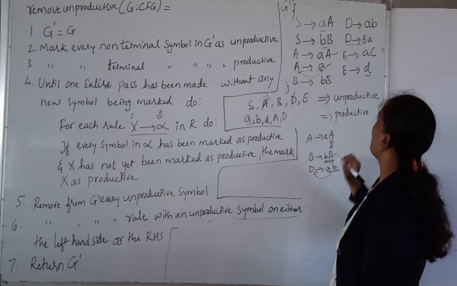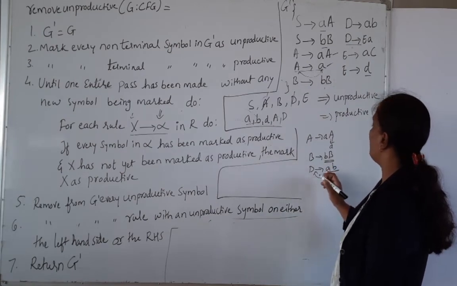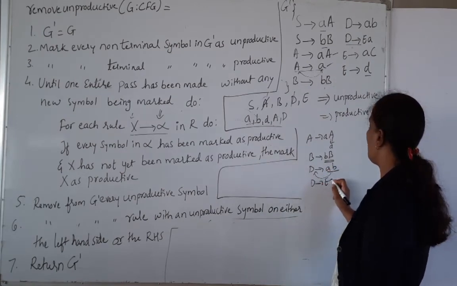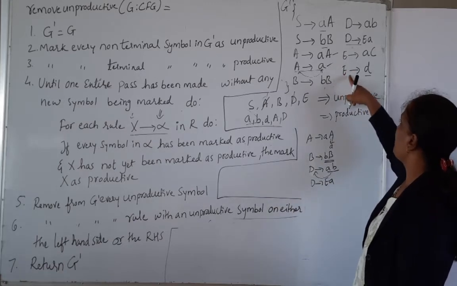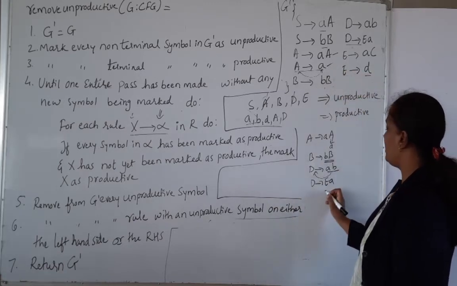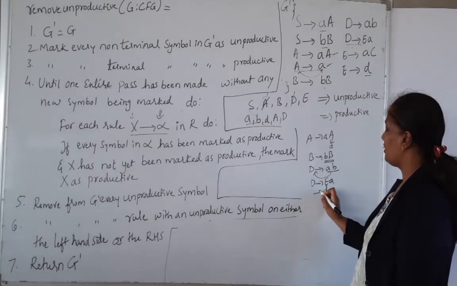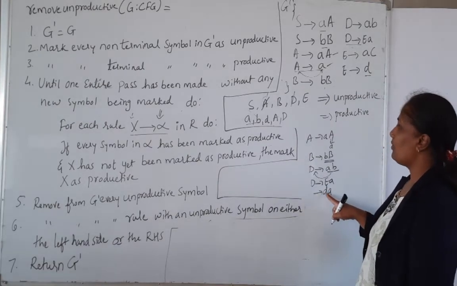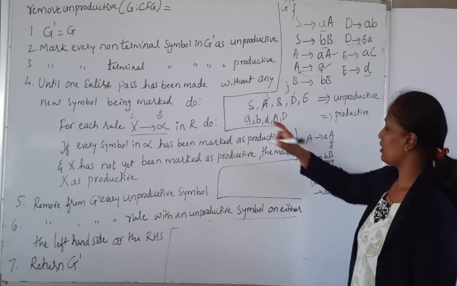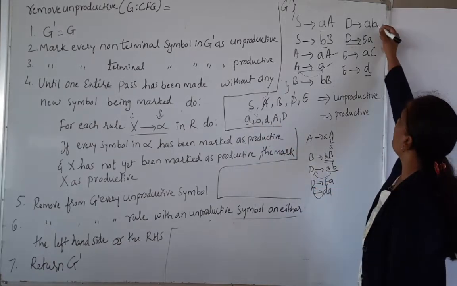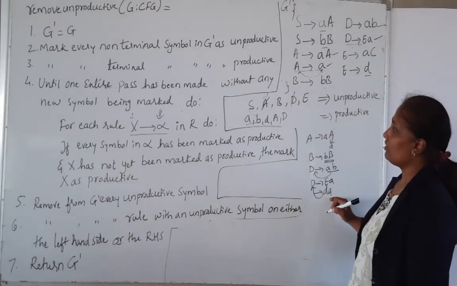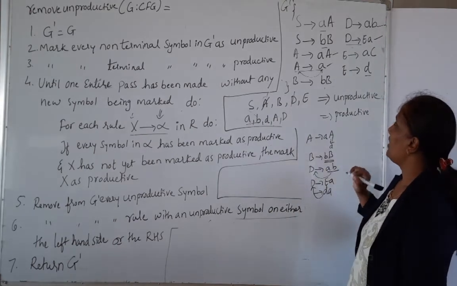Take the next rule of D, that is D produces EA. For this E, I can substitute a d. So da I get at the right side of the rule, where d is marked as productive and a is also marked as productive. Based on that, I can mark D as productive. So both rules of D are okay with the grammar G dash.